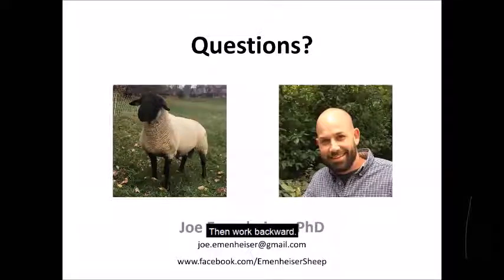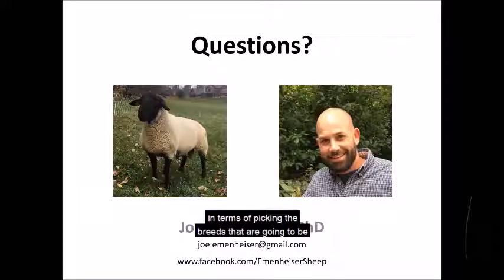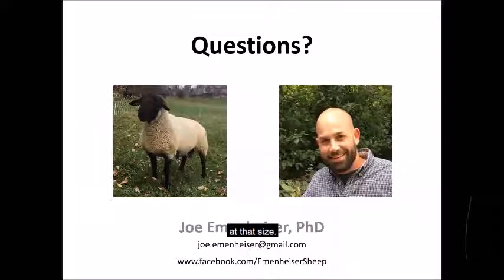Then work backward. So these are the attributes that we want. Biggest one is weight. Weight explains a lot of that variation. Use the size scaling rules that I talked about in terms of picking the breeds that are going to be at the optimal point in physiological maturity at that size. And then evaluate those breeds. Do they work for the system that we have or the resources that we have?